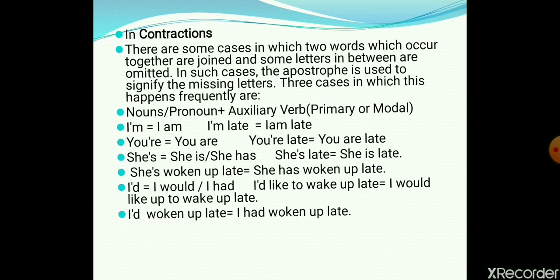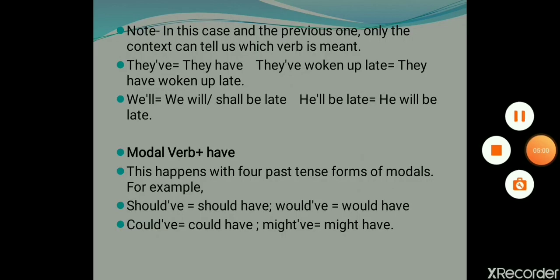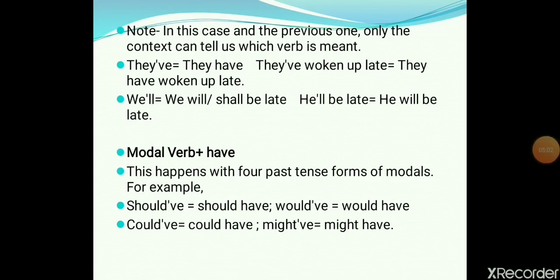You're. So over here this means what? You are. She's, she is, or she has. I'd, I would or I had. Is it clear? So this you have to read. Now see, note, in this case and the previous one, only the context can tell us which verb is meant. They've. They have.